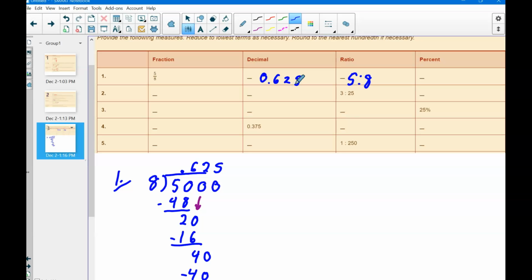And how would it be a percent? That's right, multiply by 100. And that simply moves the decimal two places to the right, 62.5%.